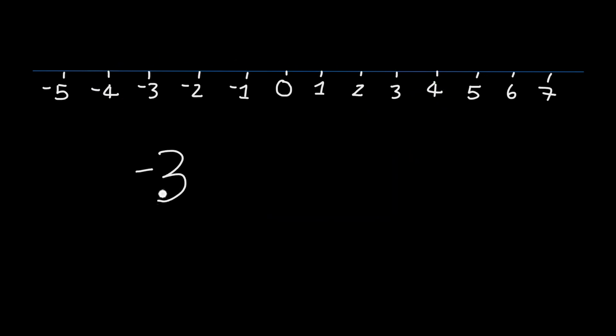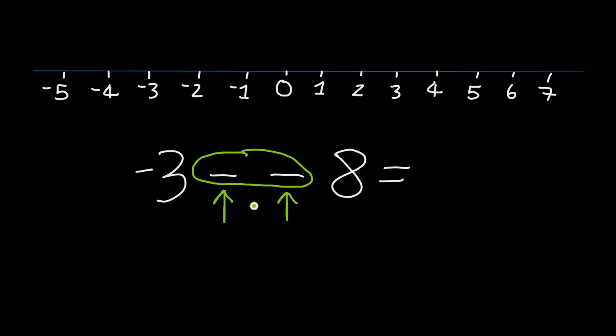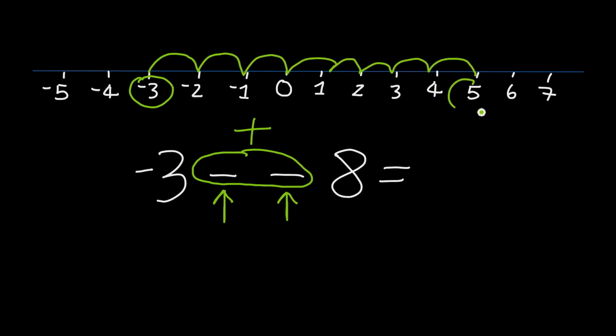Now, let's try this problem. Negative 3 minus negative 8. As you can see, we have two negative signs, or two minus signs here. Don't get confused here. There's a rule in math. When we have two negative signs, they turn into a positive. So, this becomes positive. We start at negative 3, and then we move 8 places to the right. 4, 5, 6, 7, and 8. We stopped at positive 5, so our answer is 5.